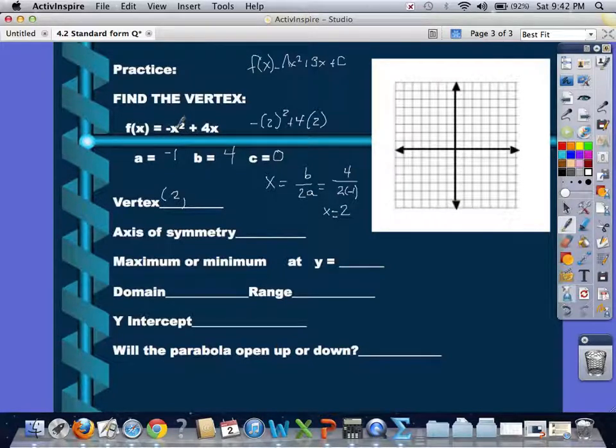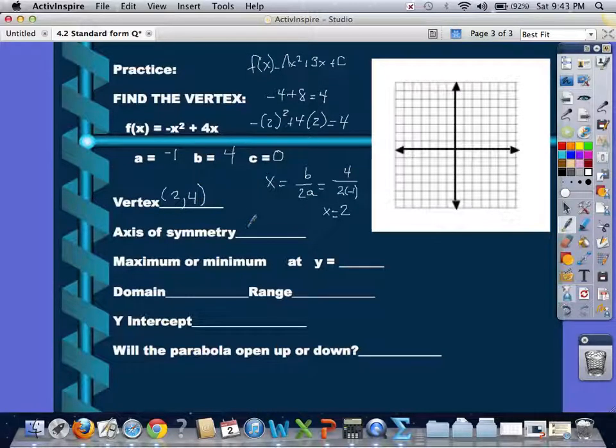So just know that if you have the situation, unless it's in parentheses, it's not a negative x that's being squared, it's just x. So in this case, it's going to be 2 squared is 4, and then times a negative 1, it's going to make it a negative 4. So that's going to be negative 4 plus 8, which will make 4. So our y coordinate is 4. So our vertex is 2, 4.